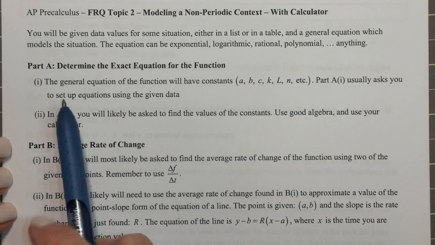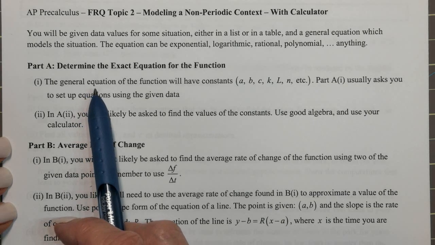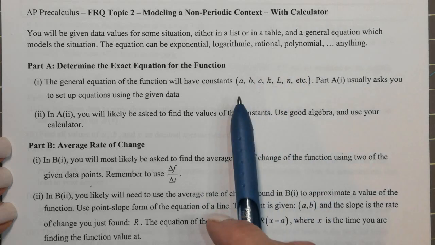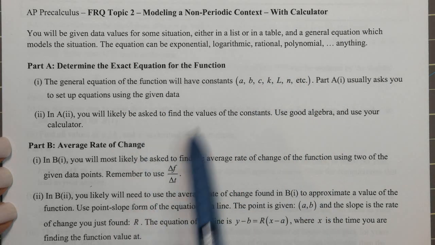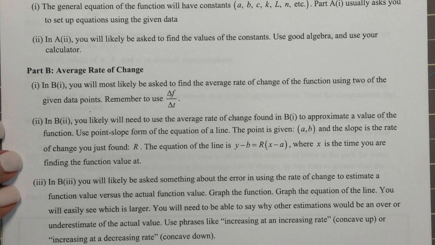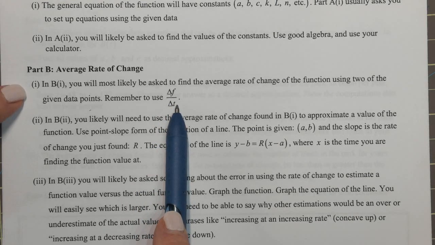Part A is always going to have you determine the exact equation using the information given. You're going to be finding the values of some constants, and that'll all take place in Part A. Part B involves the average rate of change. They will always ask you to find the average rate of change in the first part of Part B.